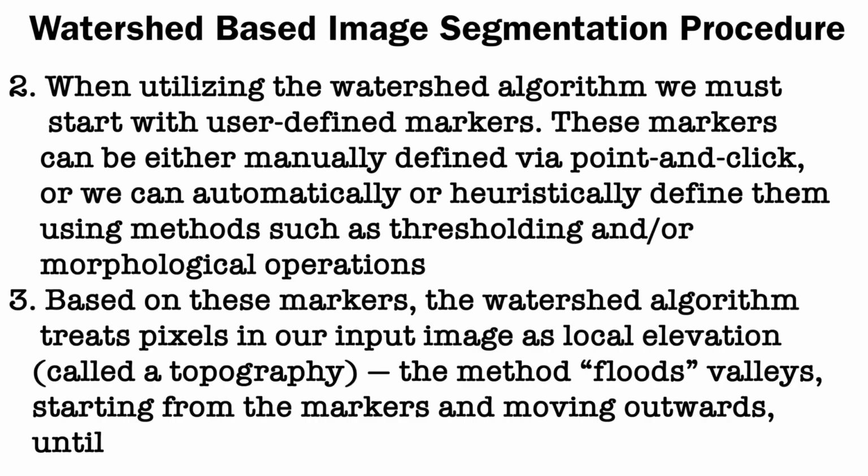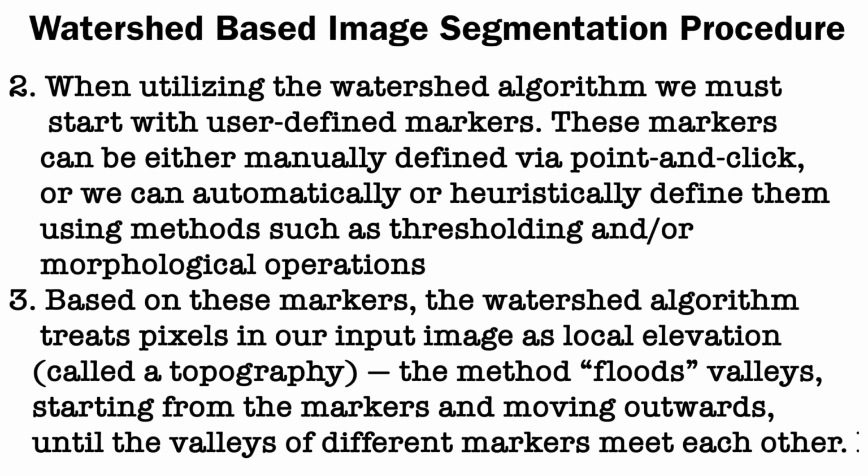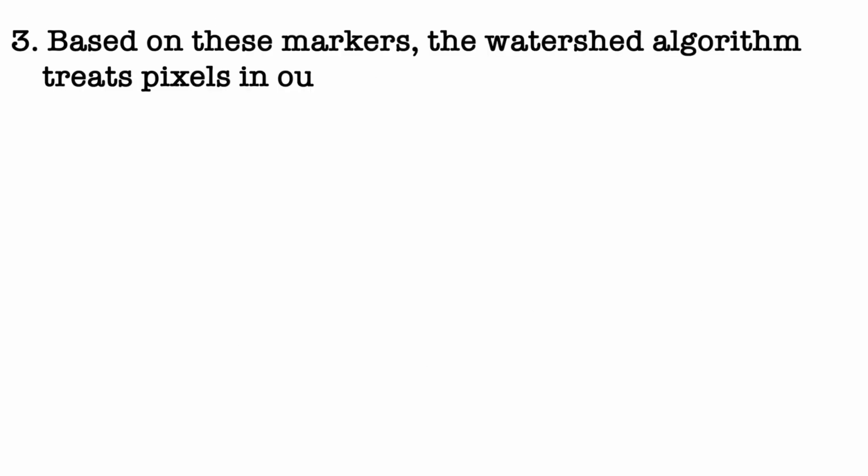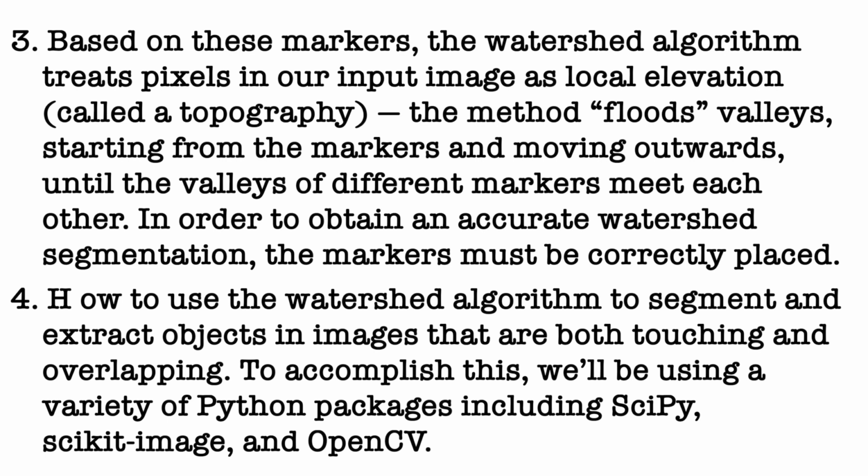When utilizing the watershed algorithm, we must start with user defined markers. These markers can either be manually defined via point and click, or we can automatically or heuristically define them using methods such as thresholding and morphological operations. Based on these markers, the watershed algorithm treats pixels in our input image as local elevation, called topology.